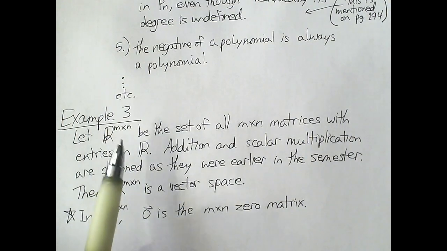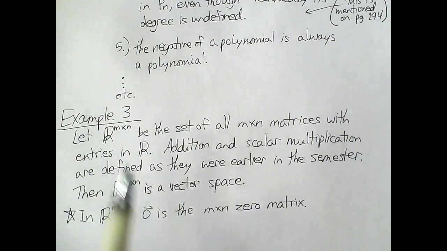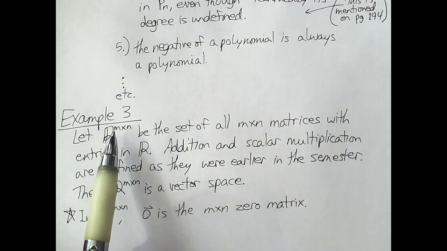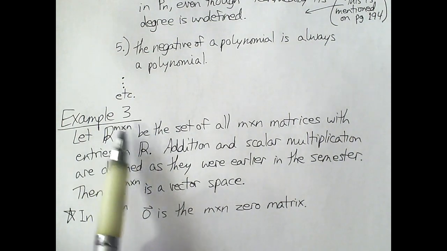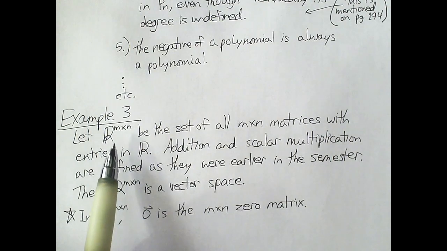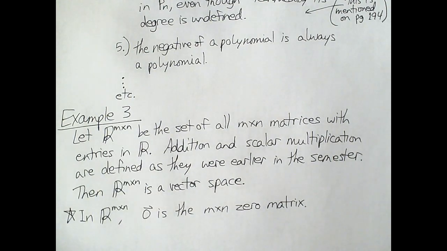And we leave it in this notation, by the way. If you want to talk about R 2 by 3, you just write it as 2 by 3. You don't multiply them out and say 6. So R 2 by 3, R 3 by 4, whatever size matrices we're talking about, R 2 by 2, it is a vector space.